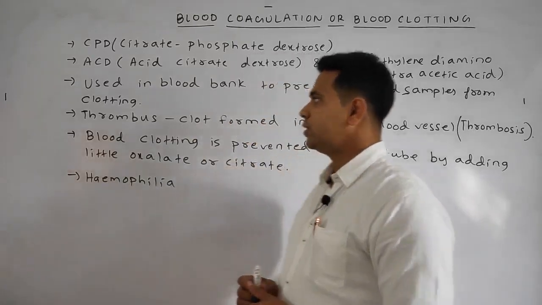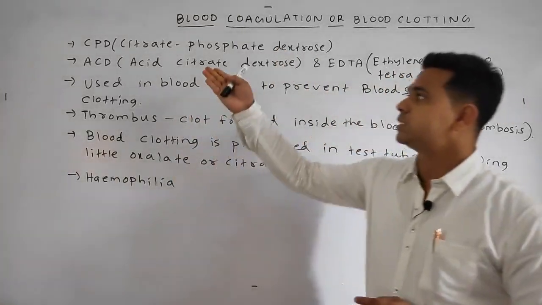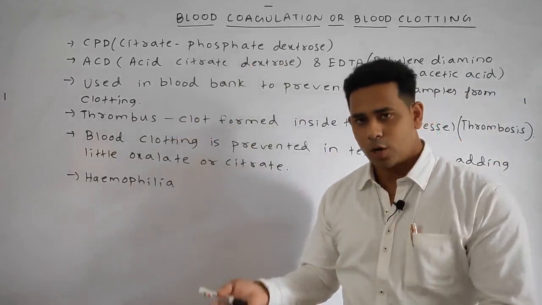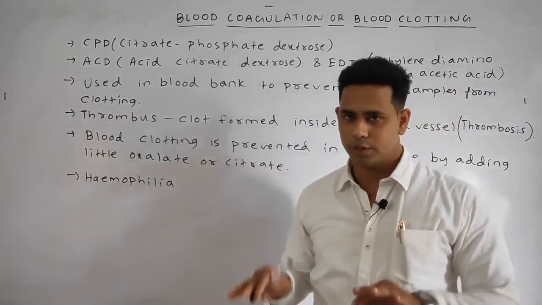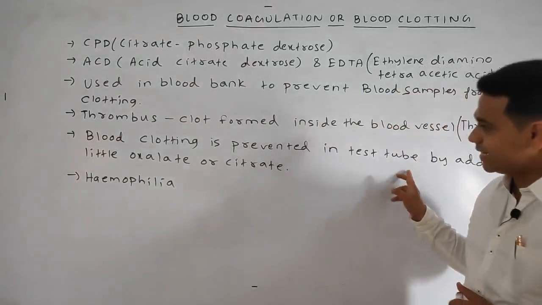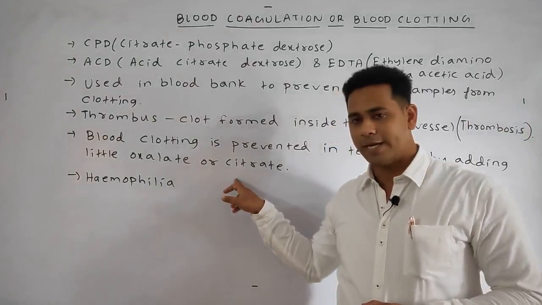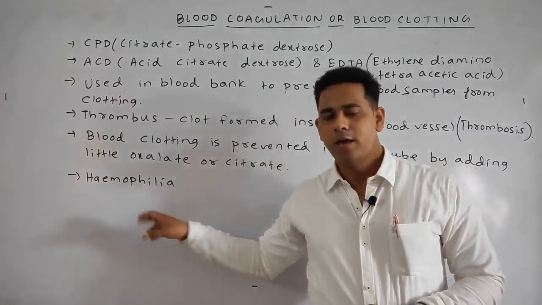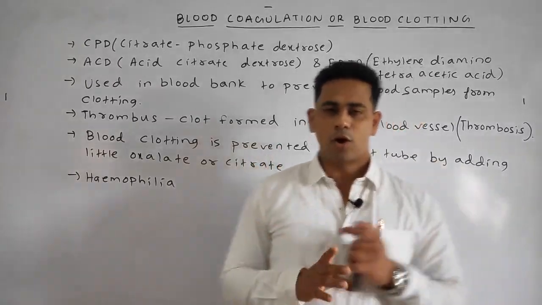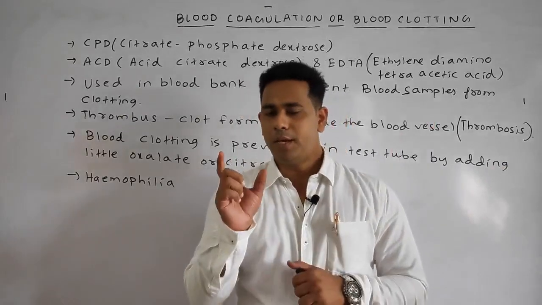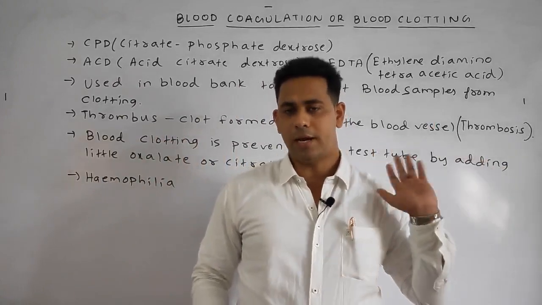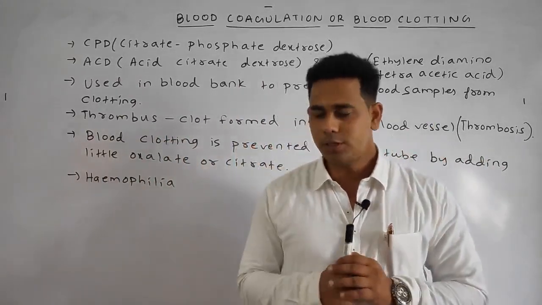Okay students, these are some terms you should remember, such as CPD and ACD, which are used in the blood bank to prevent the blood samples from clotting. A thrombus is a clot that forms inside the blood vessels, and that process is known as thrombosis. Blood clotting is also prevented in the test tube by adding a little amount of oxalate and citrate. Finally, we discussed hemophilia, which is of 3 types: hemophilia A, B, and C. Hemophilia A is caused due to deficiency of factor 8, hemophilia B due to deficiency of factor 9, and hemophilia C due to deficiency of factor 11. Okay students, please note down.